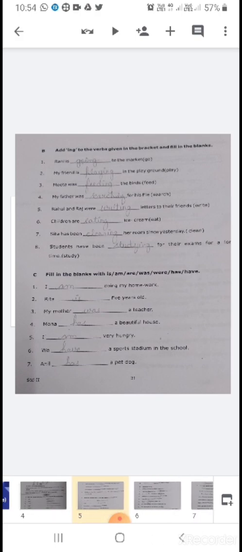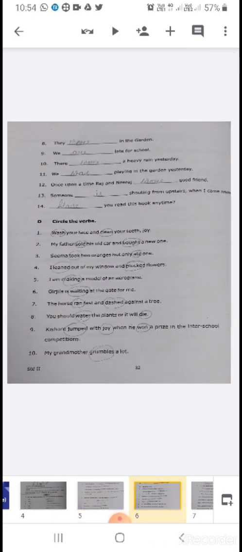Now the next is they dash in the garden. So they were in the garden. Next is we dash late for school. We are late for school. We won't use is here because we is used for so many people, and for so many people we use are. We use are for the plurals. Next is there dash a heavy rain yesterday. So we are talking about yesterday. So here we use the past tense. So for the past we use were. We won't use was here because here again we talk about the plurals. So for plurals we use were.